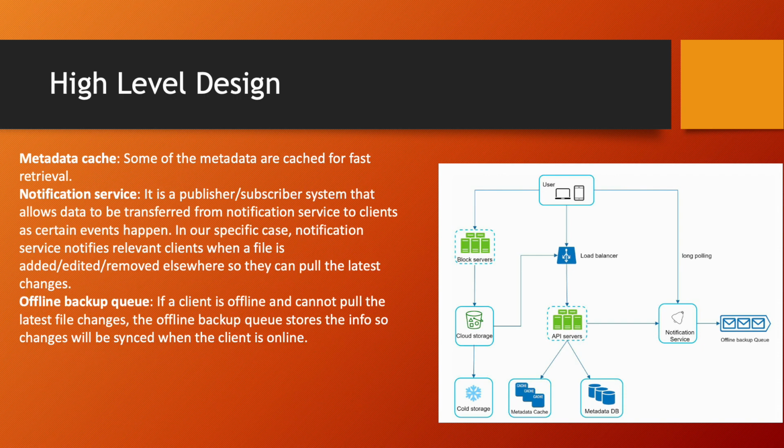So notification service, it's a pub sub system that allows data to be transferred from notification service to clients as certain events happen. In our specific case, notification service notifies relevant clients when a file is added, read, edited, removed elsewhere so that they can pull the latest changes. Then there's an offline backup queue. If a client is offline and cannot pull the latest file changes, the offline backup queue stores the info as changes will be synced when the client is online.